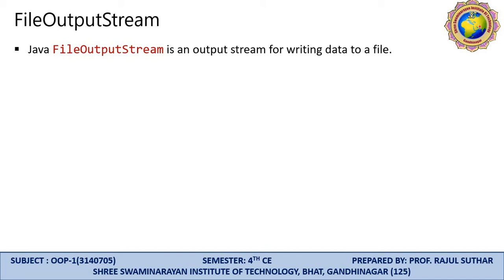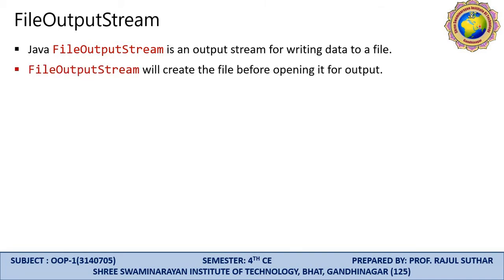Whenever we are working with a file, there are two modes: a reading mode and a writing mode. You can edit or update the file if you are writing data. Some files are read only, so we cannot change the file content. FileOutputStream will create the file before opening it for output, and when opening a read-only file, it will throw an exception. An exception is handled with a try and catch block. If any error occurs, we handle it by using try and catch.